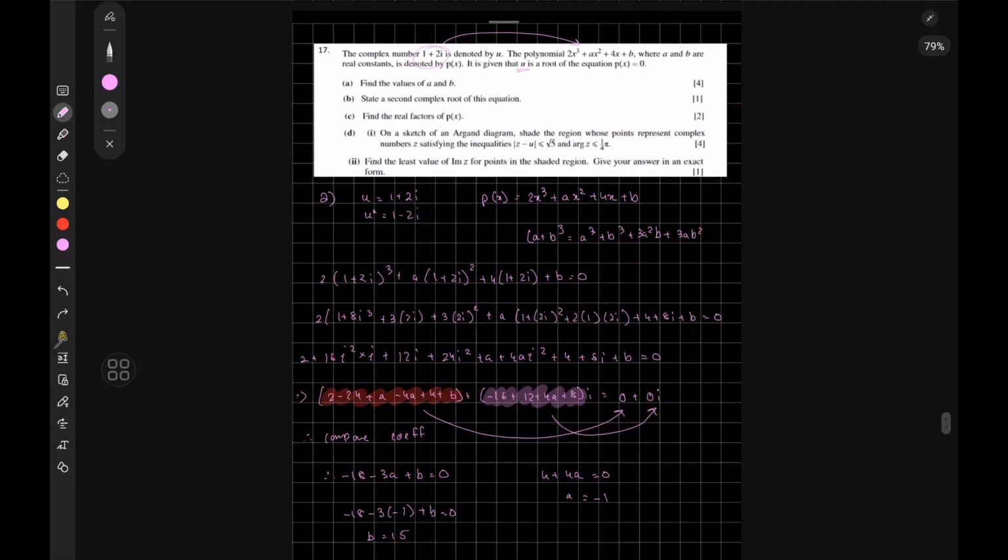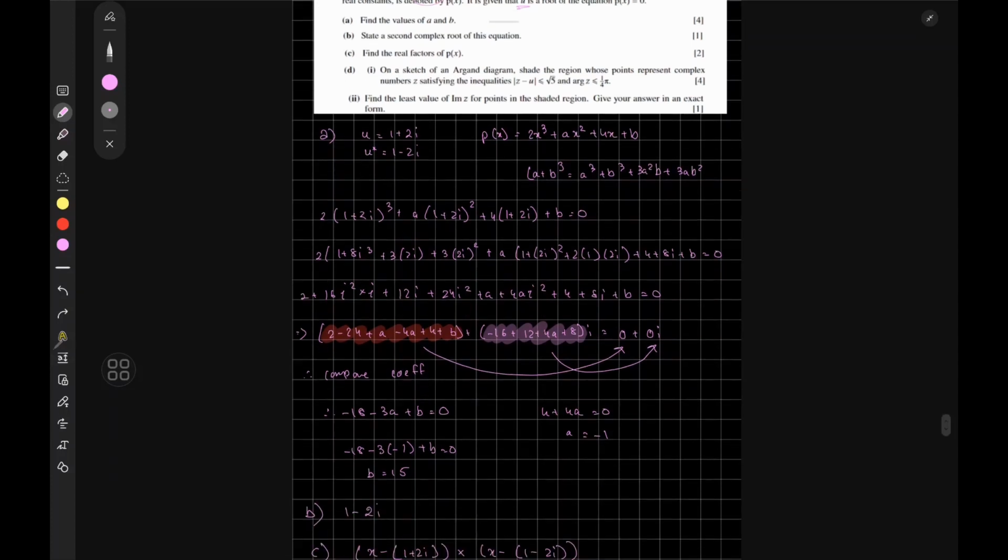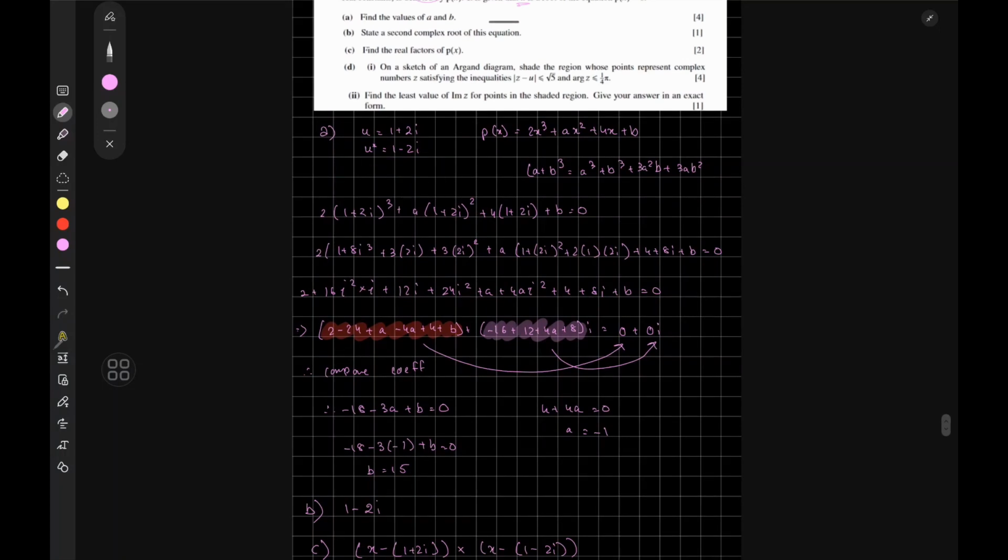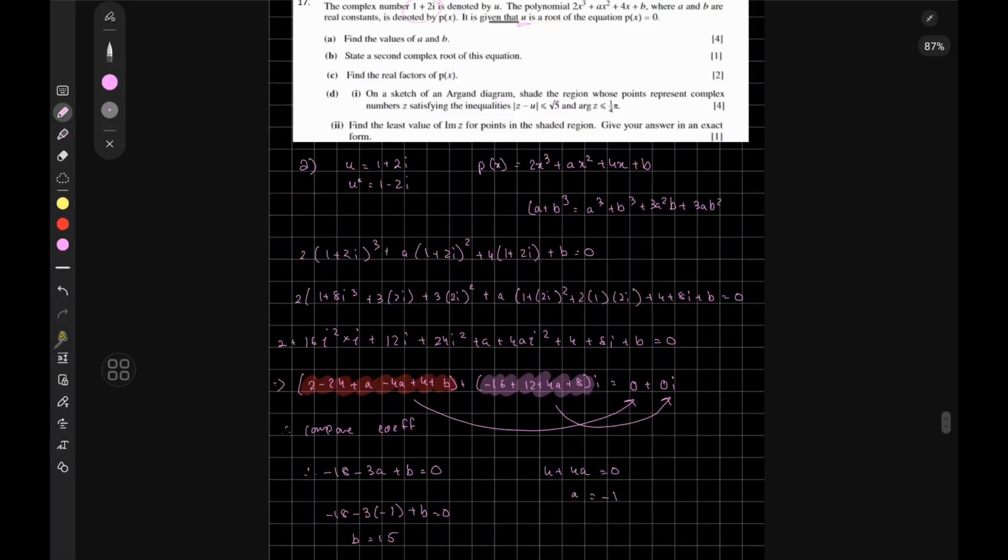Okay, so this is how you do question A, which is very long. You basically have to sit down, take a deep breath and do all the steps one by one. Next we have B. State a second complex root of this equation. Very simple, I've already done this. u conjugate is going to be 1 minus 2i. Great. What is question C?